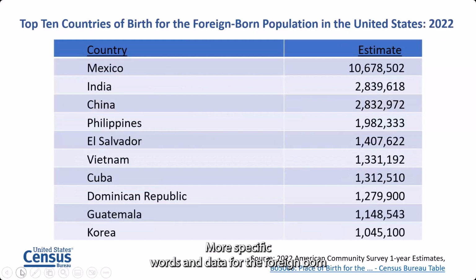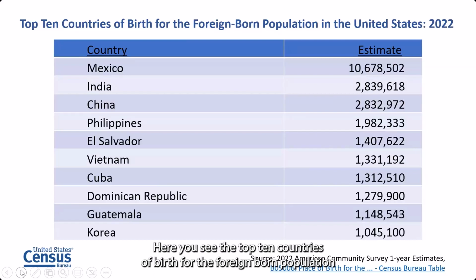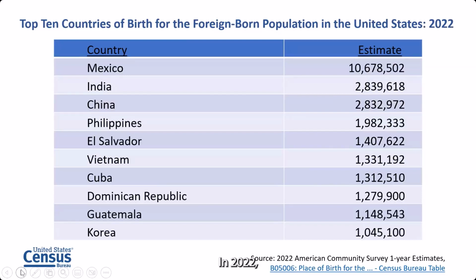More specific origin data for the foreign-born population also comes from the American Community Survey. Here you see the top 10 countries of birth for the foreign-born population living in the U.S. in 2022. Mexico ranks first at over 10.6 million. Currently, the Mexican-born population comprises nearly a quarter of the foreign-born population in the U.S. This is down from 30% in 2000.